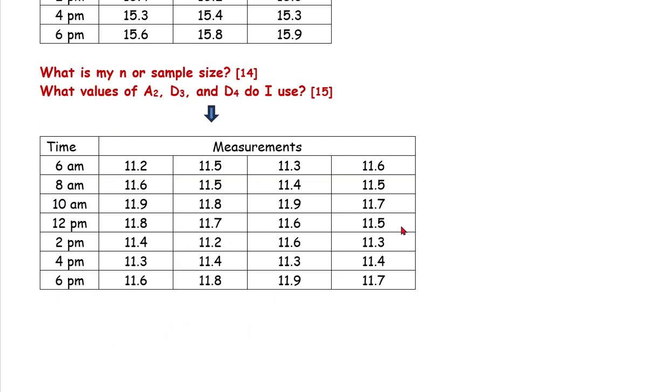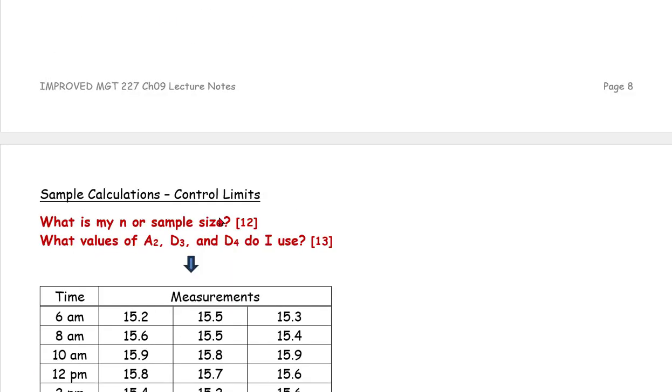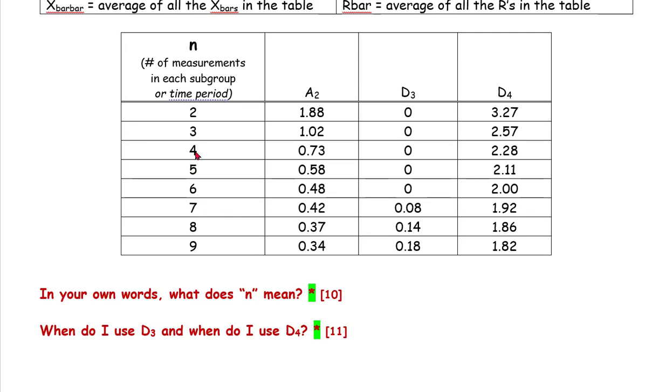What is my N, or sample size, in this case? Let's see. 1, 2, 3, 4. My N equals 4. So what are my A2, D3, and D4 values? So N equals 4. I scroll up here and I say, oh, my A2 is going to be 0.73, my D3 is going to be 0, and my D4 is going to be 2.28.